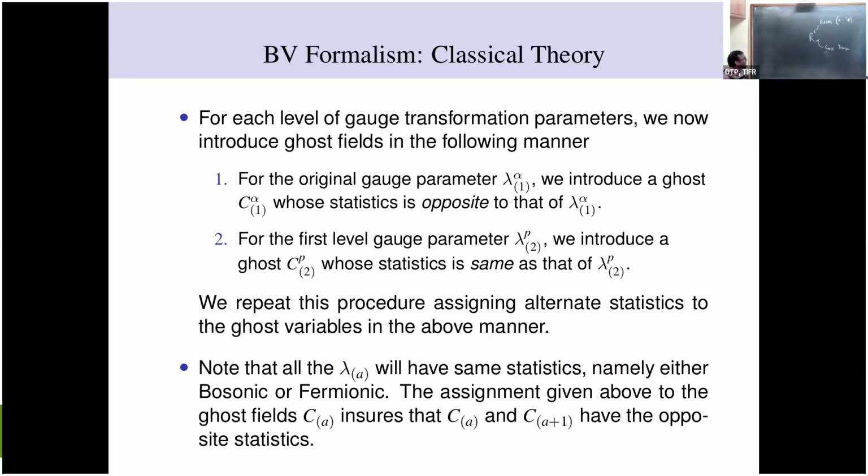Okay, so what we do is, we introduce this ghost field for each level of these parameters, assigning alternate statistics to this ghost value. So all the lambda will have the same statistics, either bosonic or fermionic. But this assignment means that this ghost field C^A, which you introduce at level A, differs from the next level, A plus 1 level ghost field, by 1.